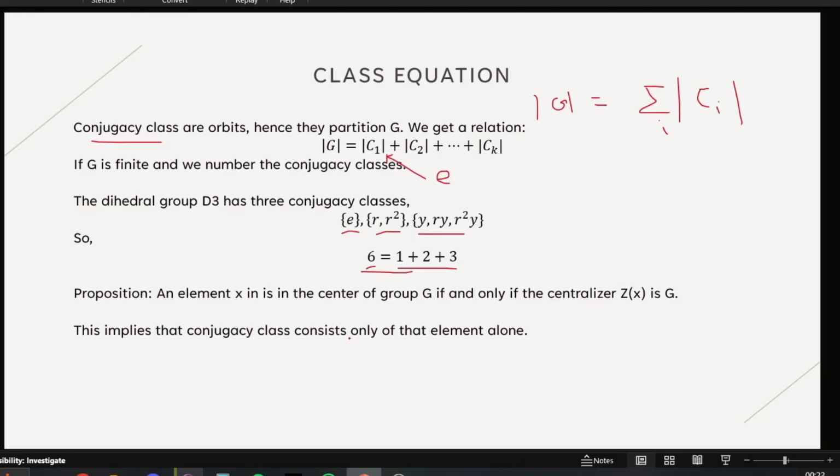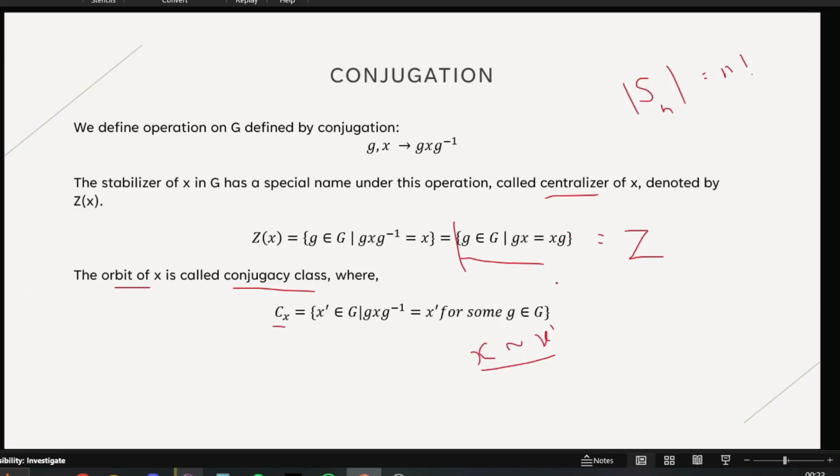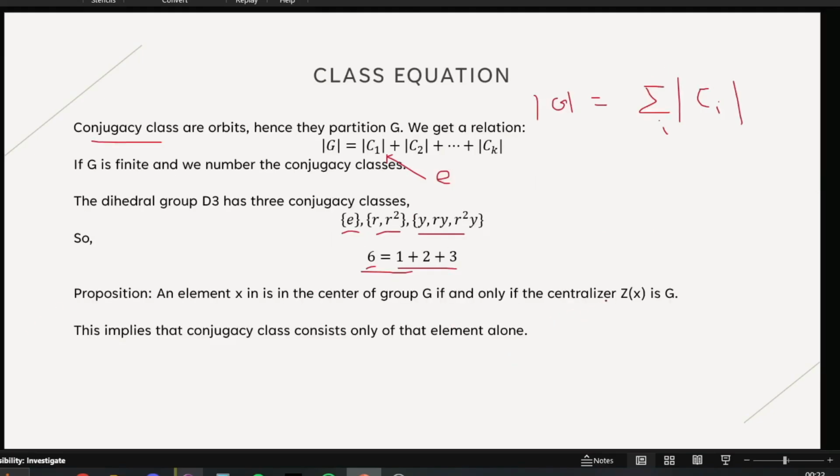An element x will be in the center of the group if and only if the centralizer of that element is the entire group. This basically comes from the definition. That's why we don't have any proof. When it is in the center of the group, it will commute with every other element. When it commutes with every other element, it will satisfy the centralizer definition. So the centralizer will be the entire group G.